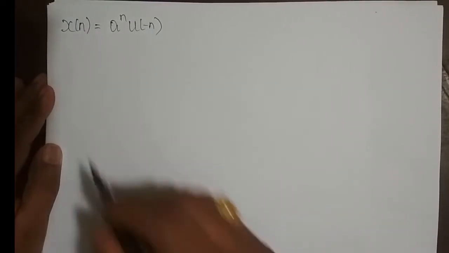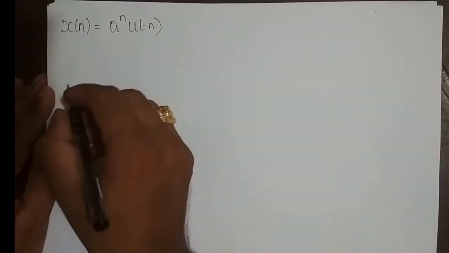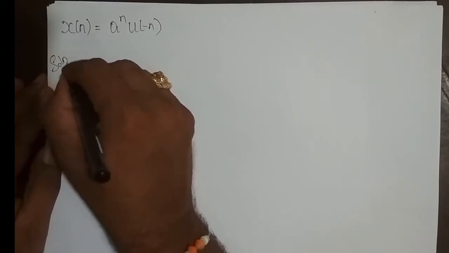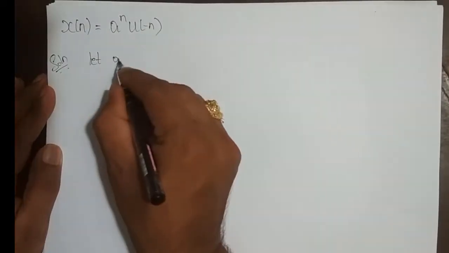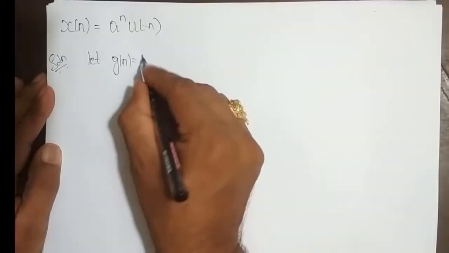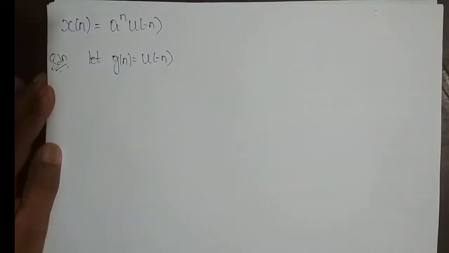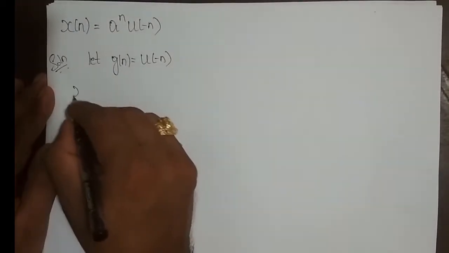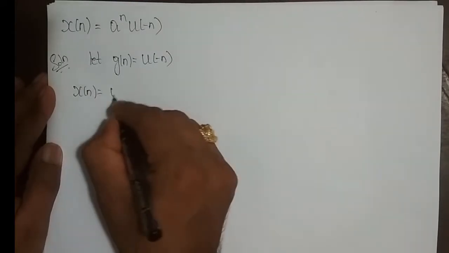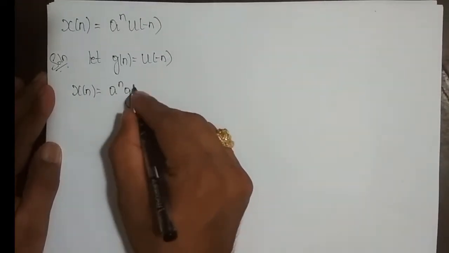Okay, so the next sequence is x of n is a power n u of minus n. So solution, I will let g of n is equal to u of minus n. So this involves the time reversal property. We'll see how we do this problem. So what do I end up with? X of n is equal to a power n g of n, right?